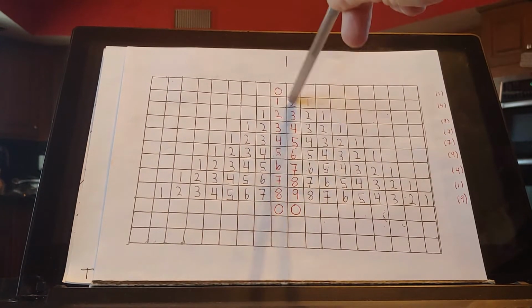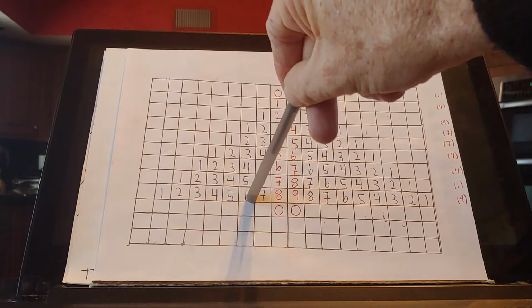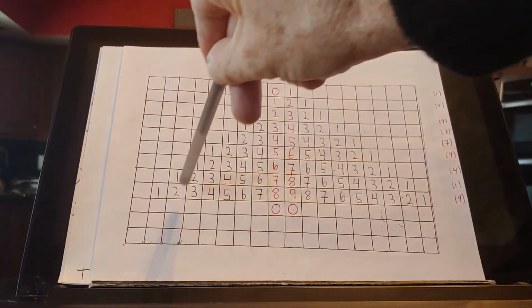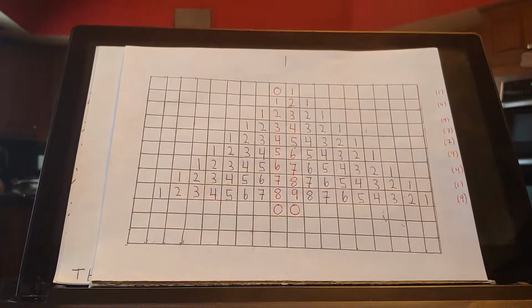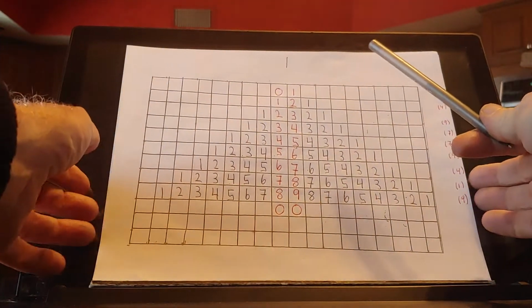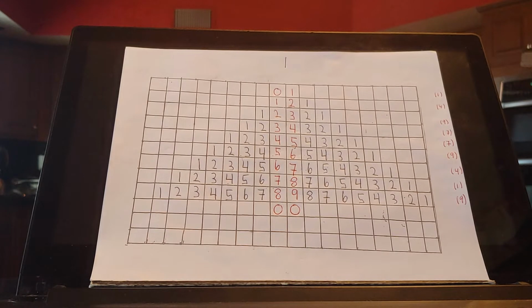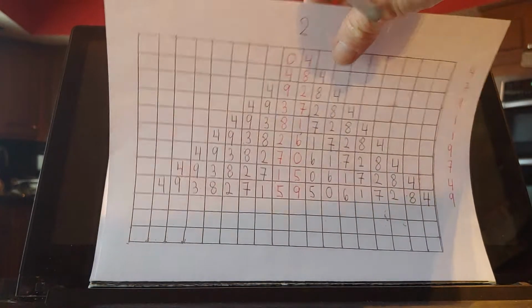1 and 8 is 9, 2 and 7 is 9, 3 and 6, 4 and 5, 6 and 3, 7 and 2, 8 and 1, and 9 and 0. So I didn't put the 0 in there for purposes right now, but it does exist. And I just want you to know that. And now we're going to move on to the other numbers that we didn't do yet.